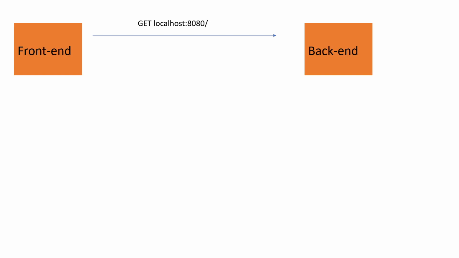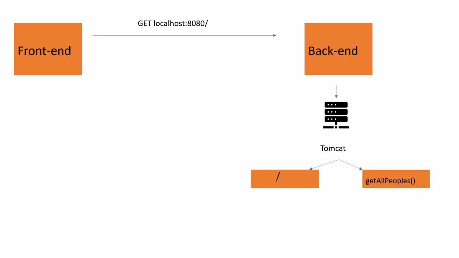Now, behind the scenes, when we started our Spring Boot application, it fired the embedded Tomcat, and this Tomcat registered all the mappings which we have configured. We have configured only one, the request mapping path, just a simple slash, and it has been configured with this get all peoples method. So when a client requests this slash path, it will run this method, and this method will give the response.